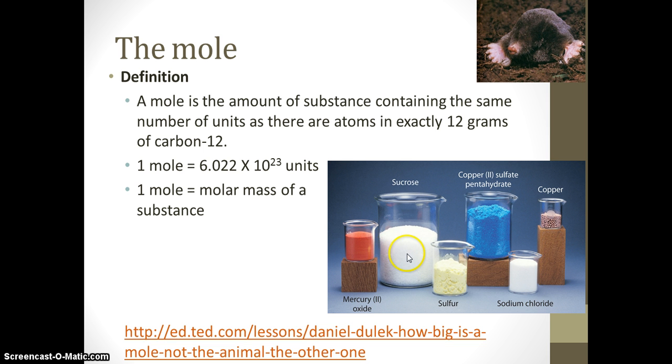So even though they are 1 mole each, the mass will be different for sucrose than for mercury 2 oxide, but something that will be similar will be the number of units of each of these substances within this mole. So here we would have Avogadro's number of units, and here we will also have Avogadro's number of units. So all beakers contain the same number of units within the mole, however, they all have different masses.